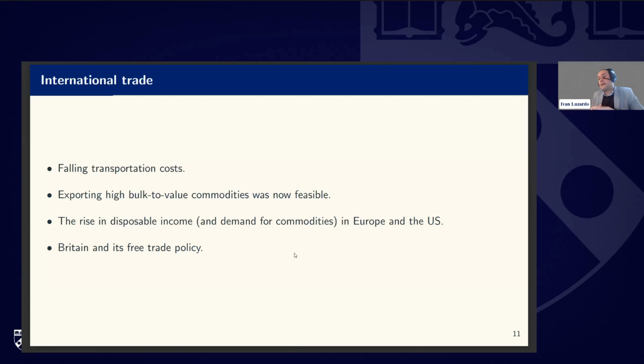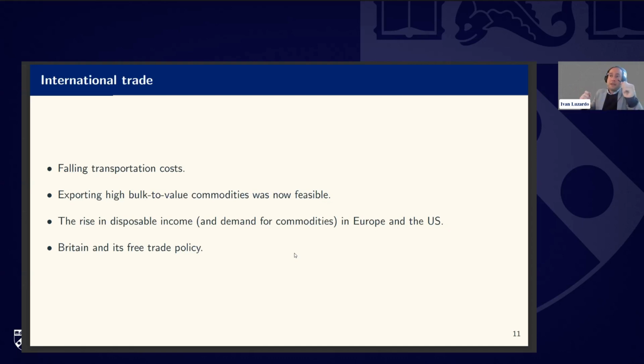So what we have is that the average person in Europe or in North America now has a higher disposable income, and therefore that population increases their demand for commodities from not just Latin America, but from different regions across the world.